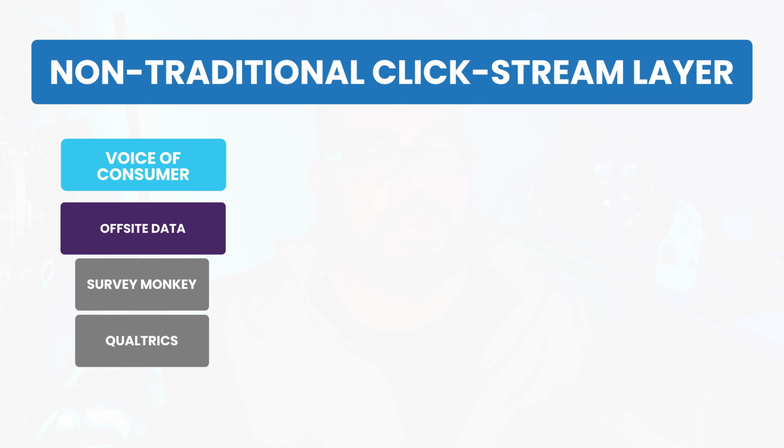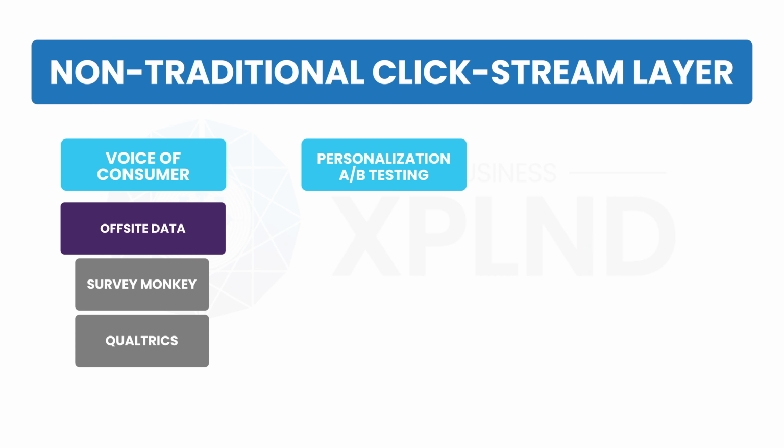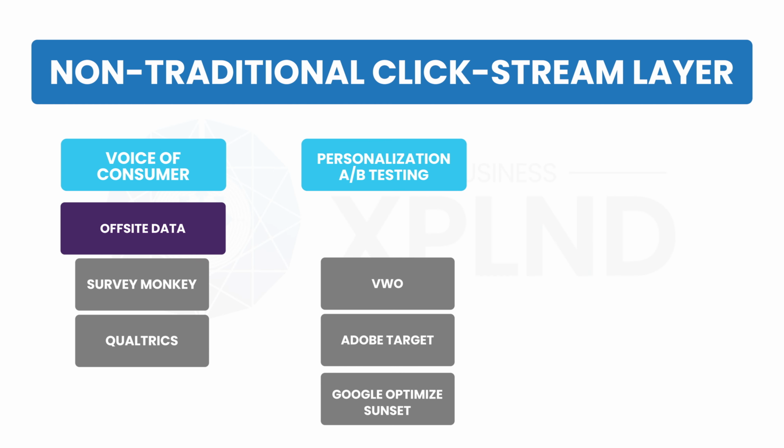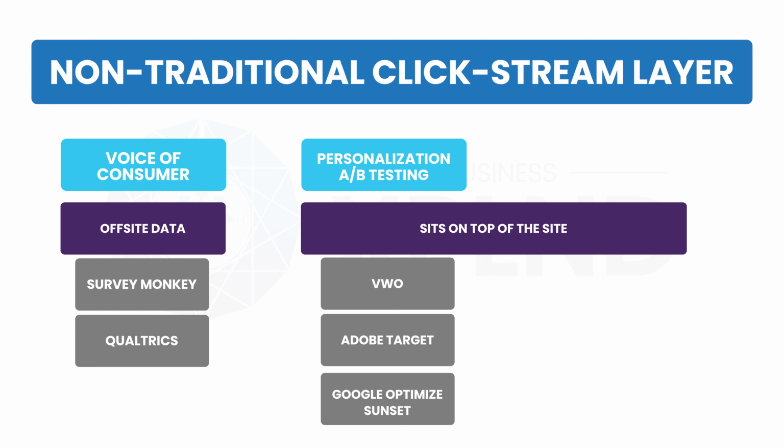So talking about the non-traditional aspect of the clickstream data that goes in your marketing tech stack. Here, all we're talking about, again, is stuff that isn't necessarily in your web, in your mobile, in your product, right? It's sitting on top of or outside of. So outside of can be your voice of consumer data, the surveys. So your SurveyMonkey, your Qualtrics, that's still considered clickstream data, even though there's no clicking going on. You also have your personalization A/B tools like Google Optimize, which is being sunset, Adobe Target, VWO, those sit on top of your site, on top of the experience, or to provide a new experience.